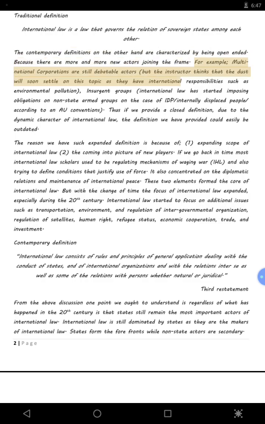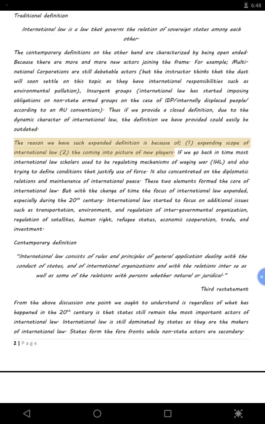For example, multinational corporations are still debatable actors, but the instructor thinks that the dust will soon settle on this topic as they have international responsibilities such as environmental pollution. Insurgent groups: international law has started imposing obligations on non-state armed groups in the case of IDPs, internally displaced people, according to UN conventions. Thus, if we provide a closed definition, due to the dynamic character of international law, the definition we have provided could easily be outdated.